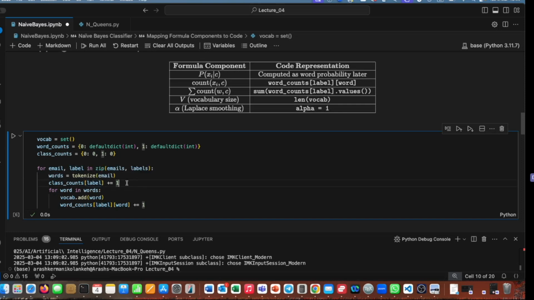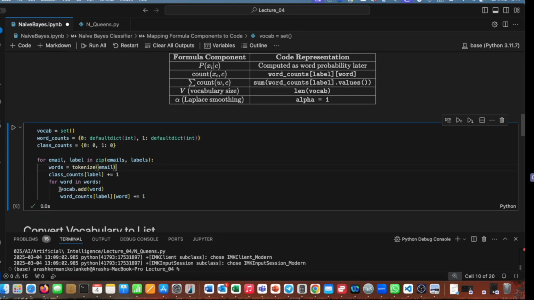So now we are counting how many emails we have, how many of each class we have. The label can be 0 or 1. So if you have a 0 here, it means that in the dictionary of class count, this will be increased. If we have a 1, then this will be increased. This way, after we have gone over all labels, actually, we know how many of them belong to the class 1, how many of them belong to the class 0.